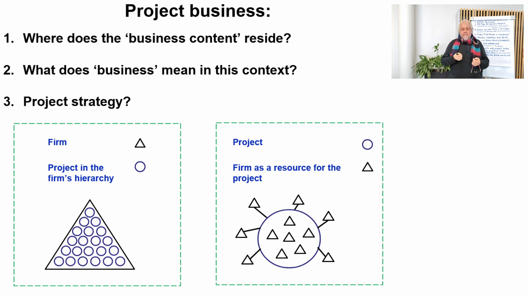Well, the project strategy then. So what is actually strategy? Well, the general definition of strategy is that it involves setting goals and priorities. And it is about determining actions to achieve the goals. So we are talking about goals and actions and selecting goals and actions and deciding about them. Well, my argument is that a project always has a strategy of its own. And it is different from the firm's strategy.